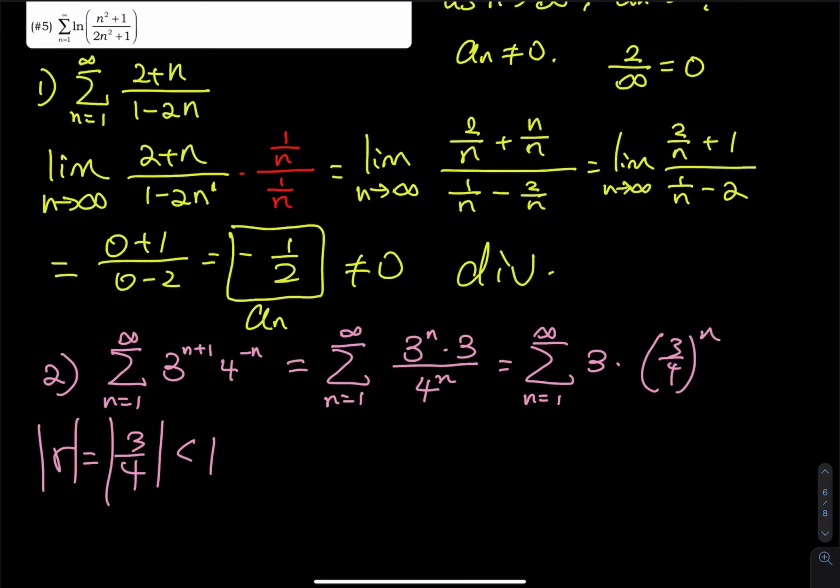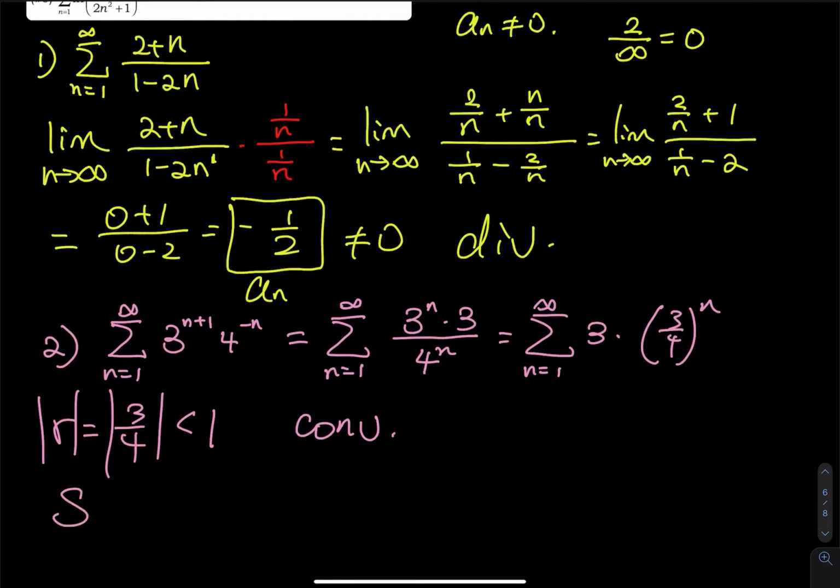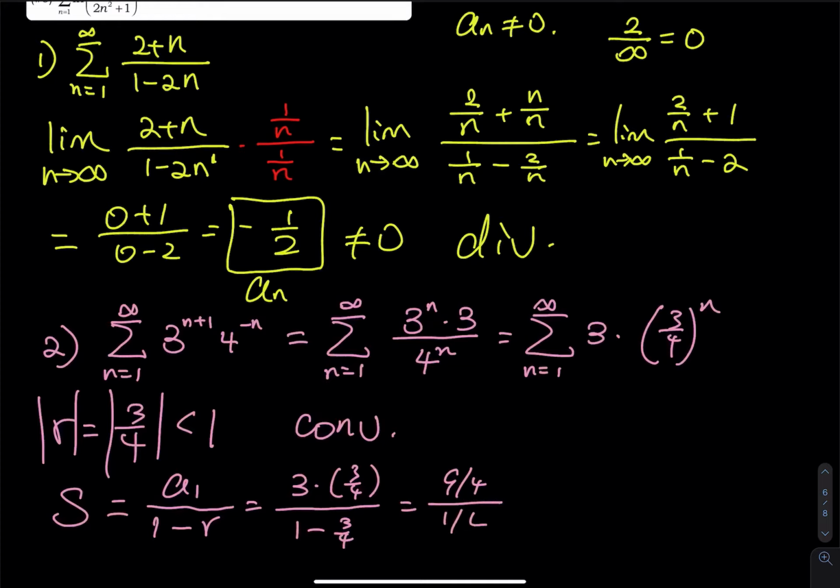So that means the series is convergent. Converges to what? The sum is equal to the first term divided by 1 minus the common ratio. The first term, when n is equal to 1, we have 3 times 3 over 4, and then the common ratio is 1 minus 3 over 4, so that is equal to 9 over 4, and then this is 1 over 4, the sum is equal to 9. So that is the sum.